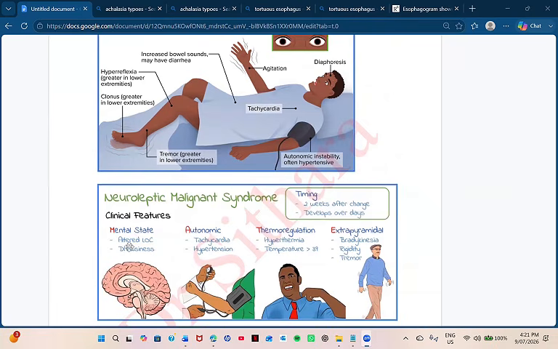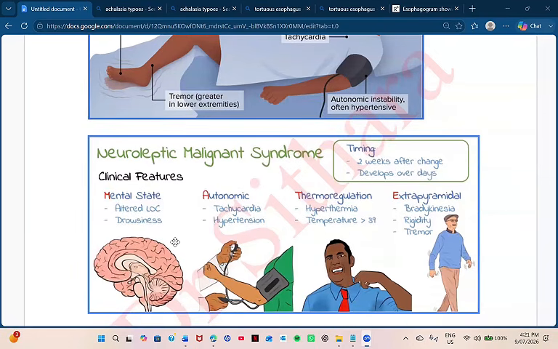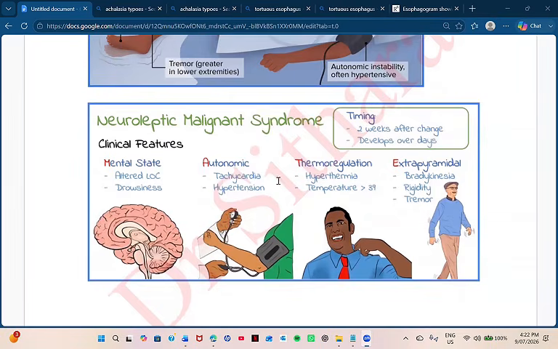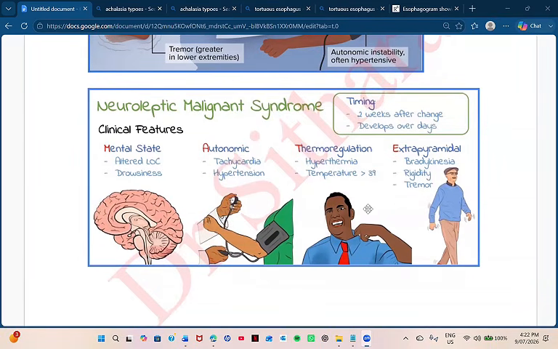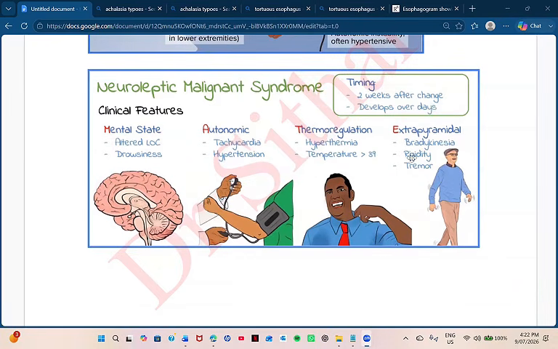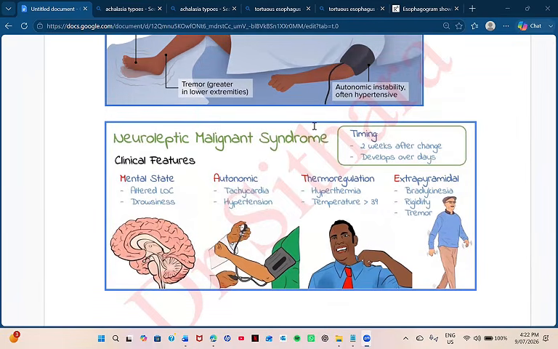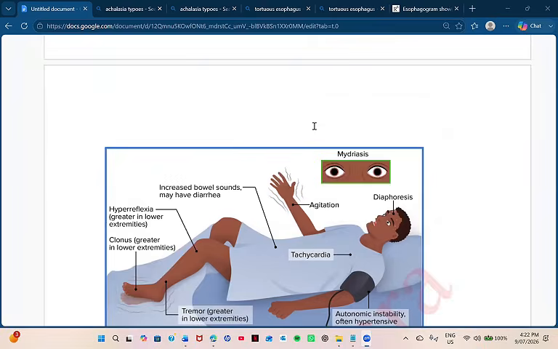M is mental state, so altered loss of consciousness, drowsiness. The autonomic features: tachycardia and hypertension. Then thermoregulation: hyperthermia, temperature more than 39 is very much associated with it. Then extrapyramidal symptoms like bradykinesia, rigidity, and tremors. This picture clearly gives a proper idea about the clinical presentation, right?